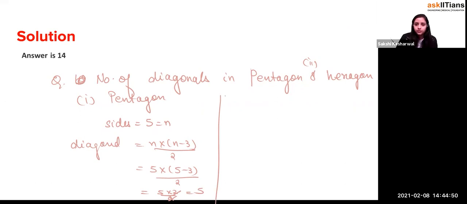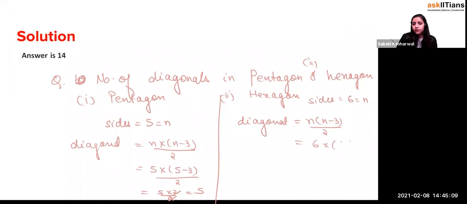So let's do it for the hexagon. Second is the hexagon. Sides are 6, which is equal to n. So what is the formula for diagonals? Diagonals equal n into n minus 3 by 2, which is 6 into 6 minus 3 by 2, which is 6 into 3 by 2. The 2 and 6 cancel, leaving 3 into 3, which is 9. So it will have 9 diagonals.